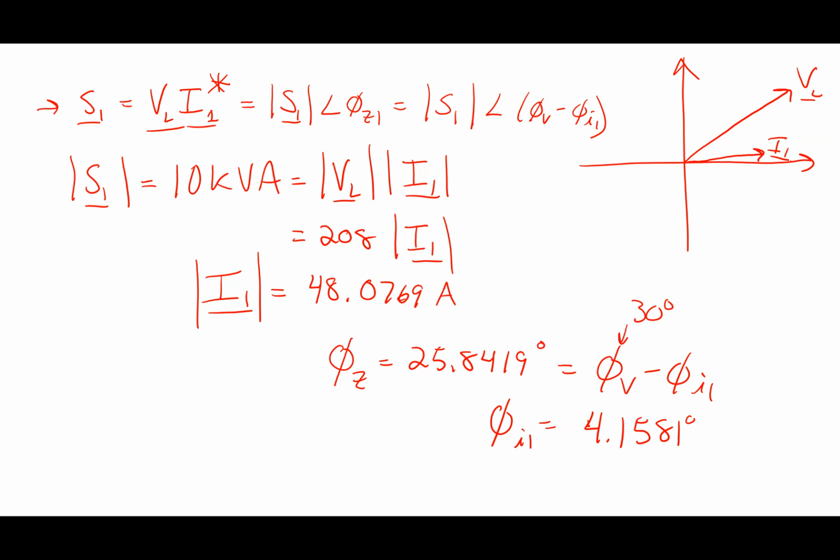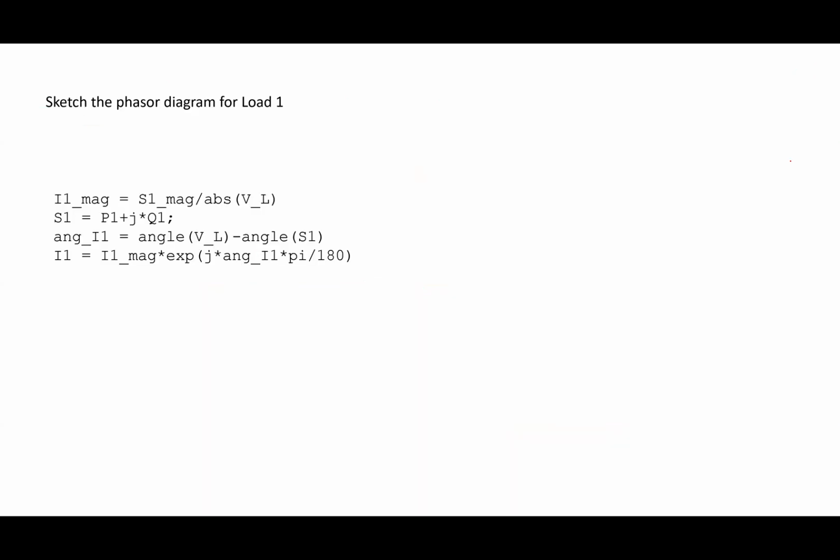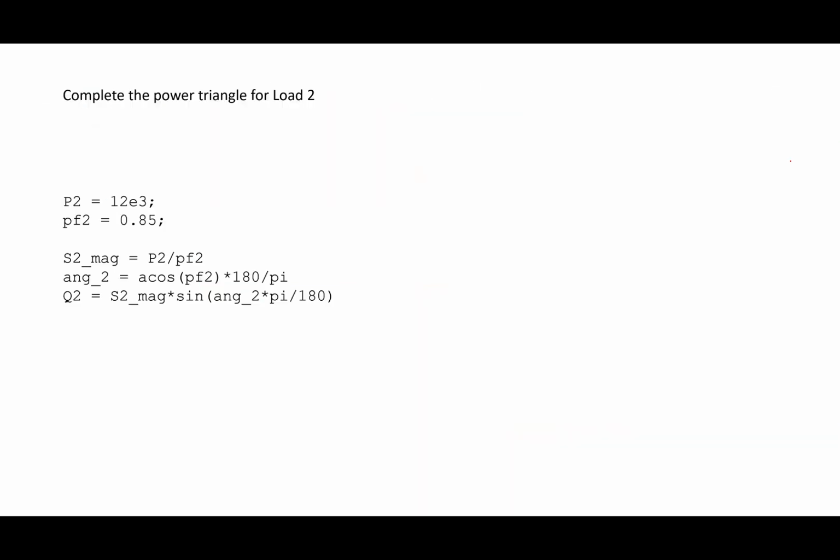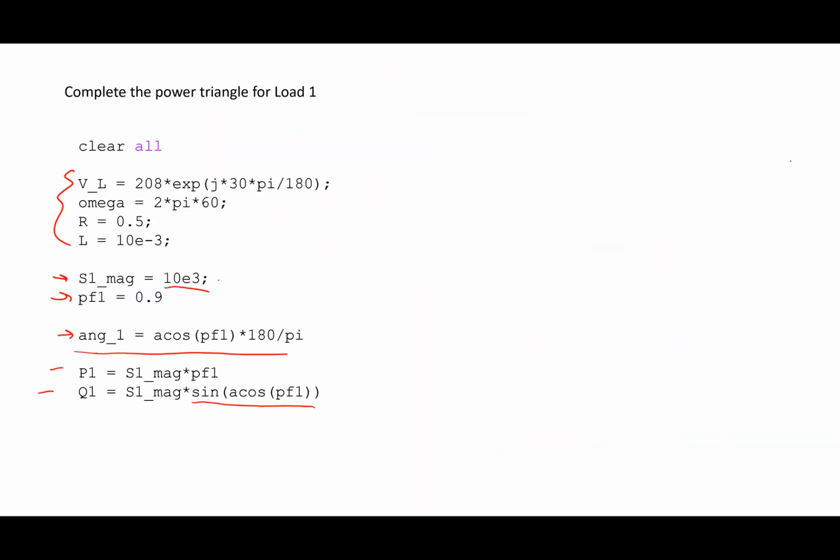For load number 2, I would do the same process. If you want to look at how I did this, this is how I did it here, as I went along and solved for all the different stuff. Now, one thing that you'll see, and I wanted to point this out because it gets to the question that was asked at the very beginning: for VL, I put VL in immediately as a vector. So VL was supposedly 208 angle 30 degrees.